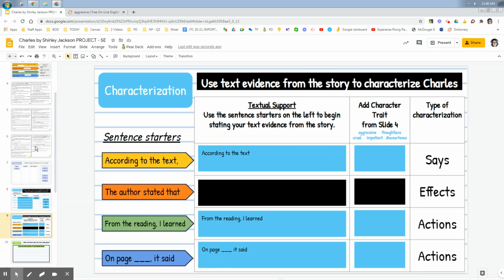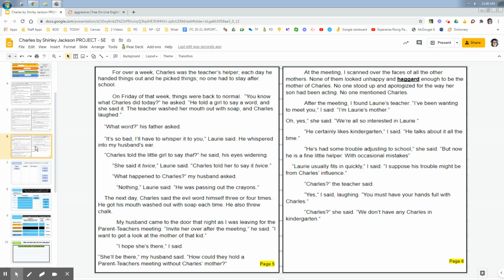So I'm going to go back to slide 6, and I'm going to look on page 5. You don't have to reread the whole story. You're just skimming through it, looking through it quickly to find whatever you're trying to look for. So I'm looking for something that Charles says. So I see teacher's helper here. That's something he does. I see here Charles did today. He told a girl to say a word. Okay, so I see the word says.